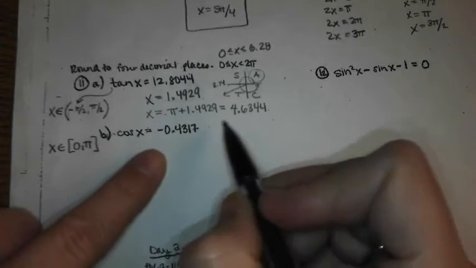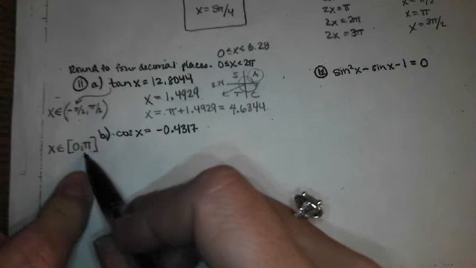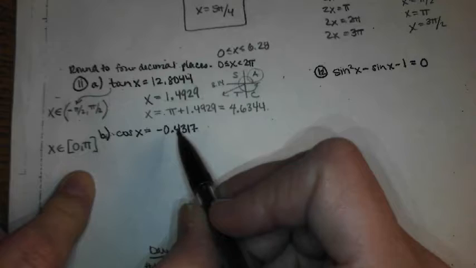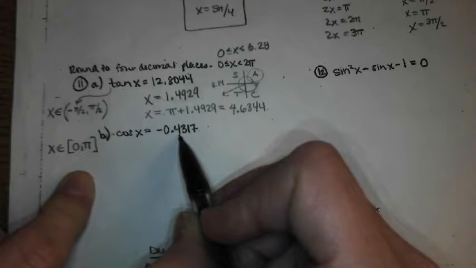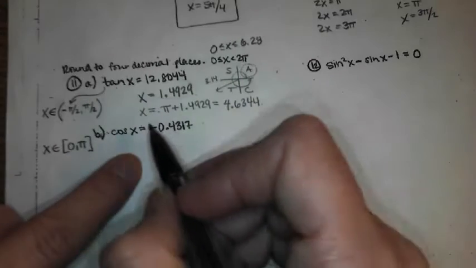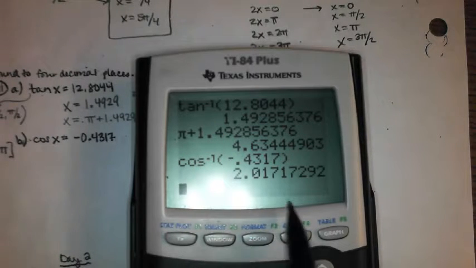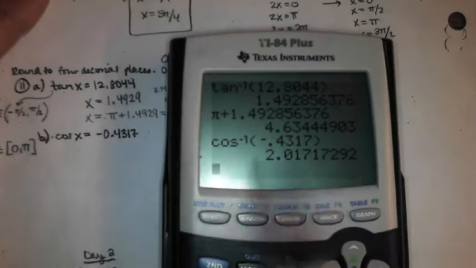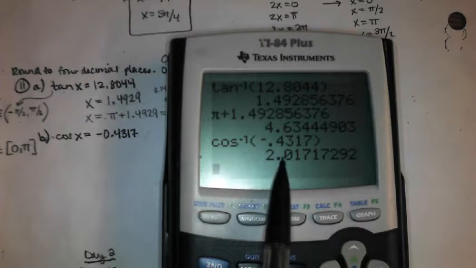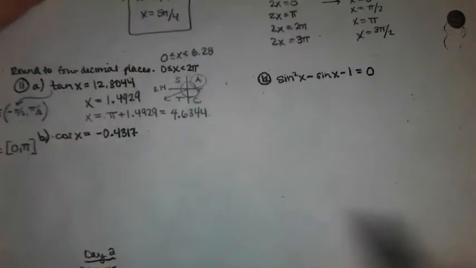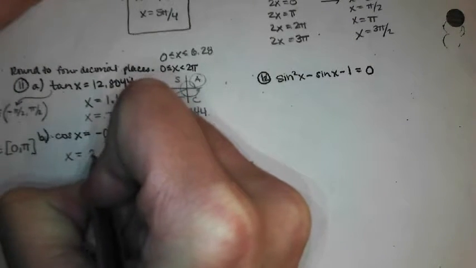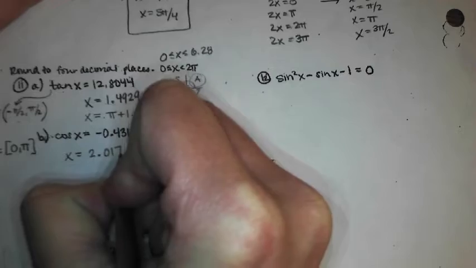Cosine here. This is going to give us an answer between 0 and pi. You guys should already know which quadrant it's going to be in. Quadrant 2. So the calculator is going to give us our quadrant 2 angle. So inverse cosine of negative 0.4317 should give us our quadrant 2 angle, which it does, right? That's just under 3.14. Okay? So x equals 2.0172.